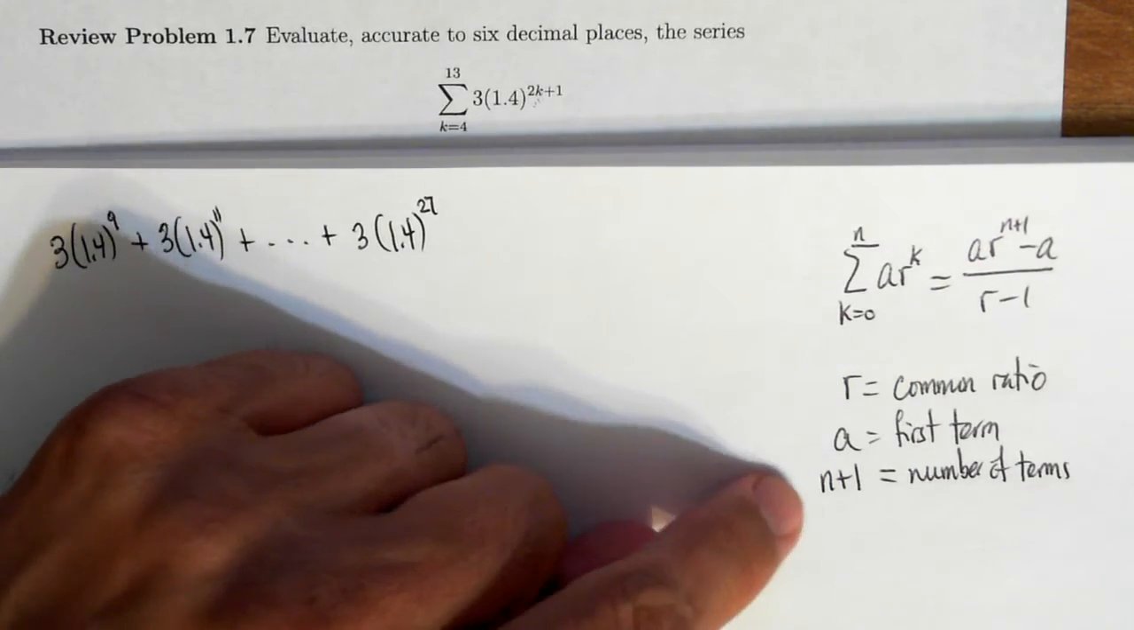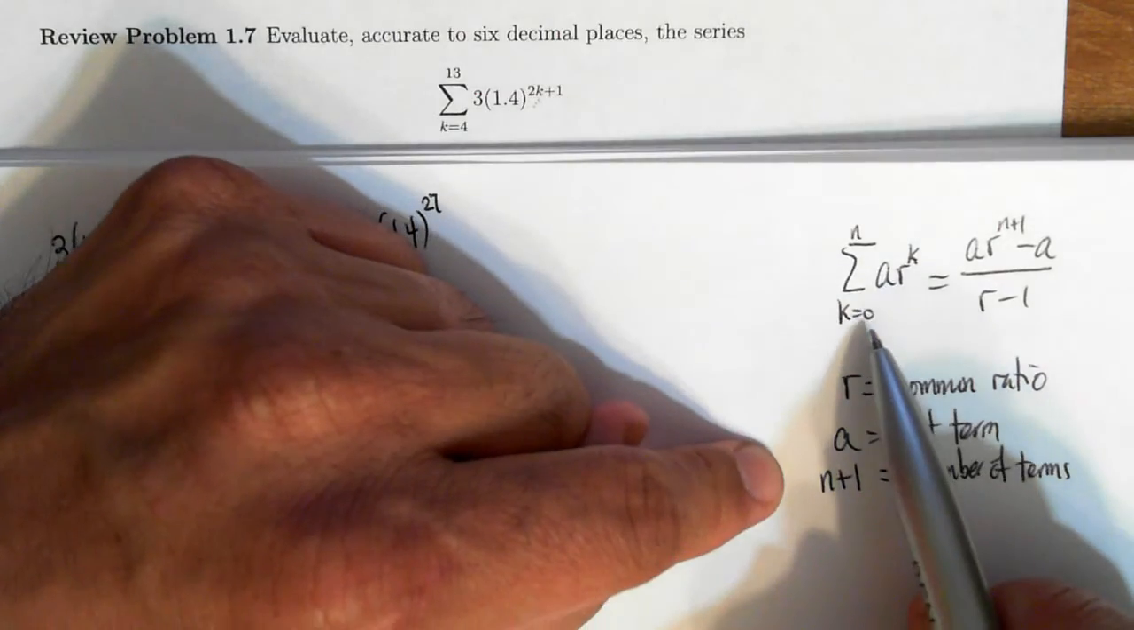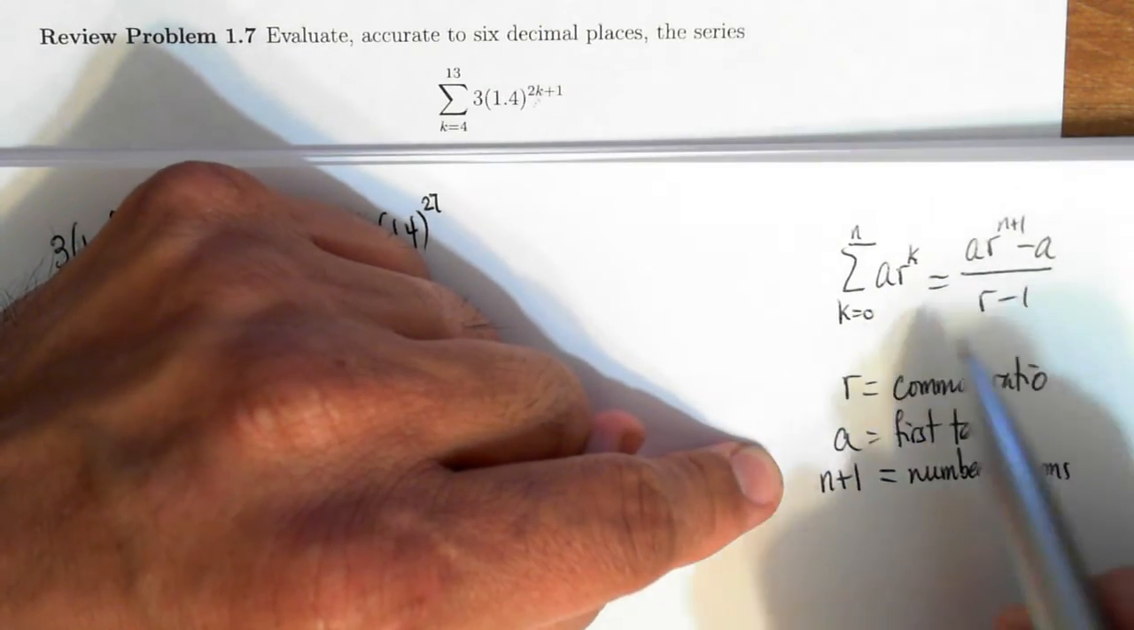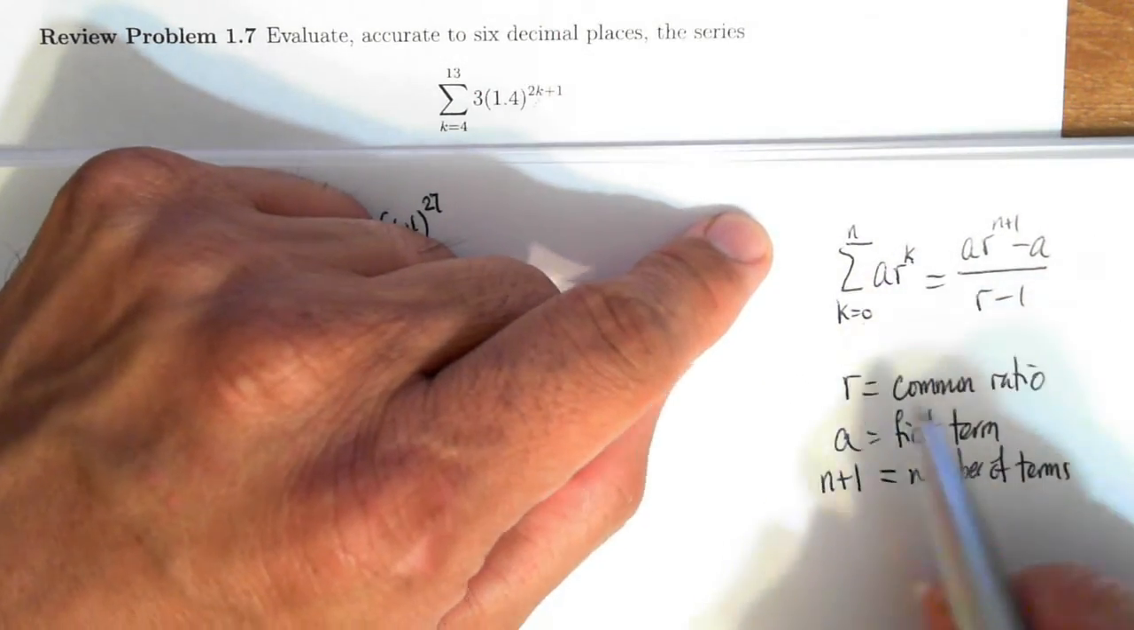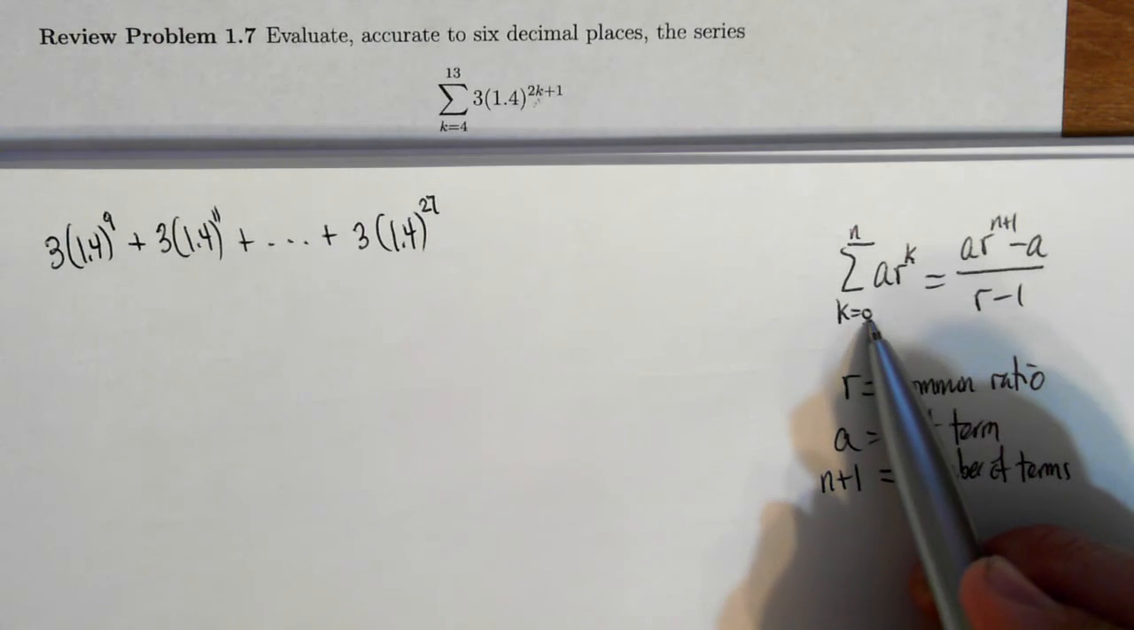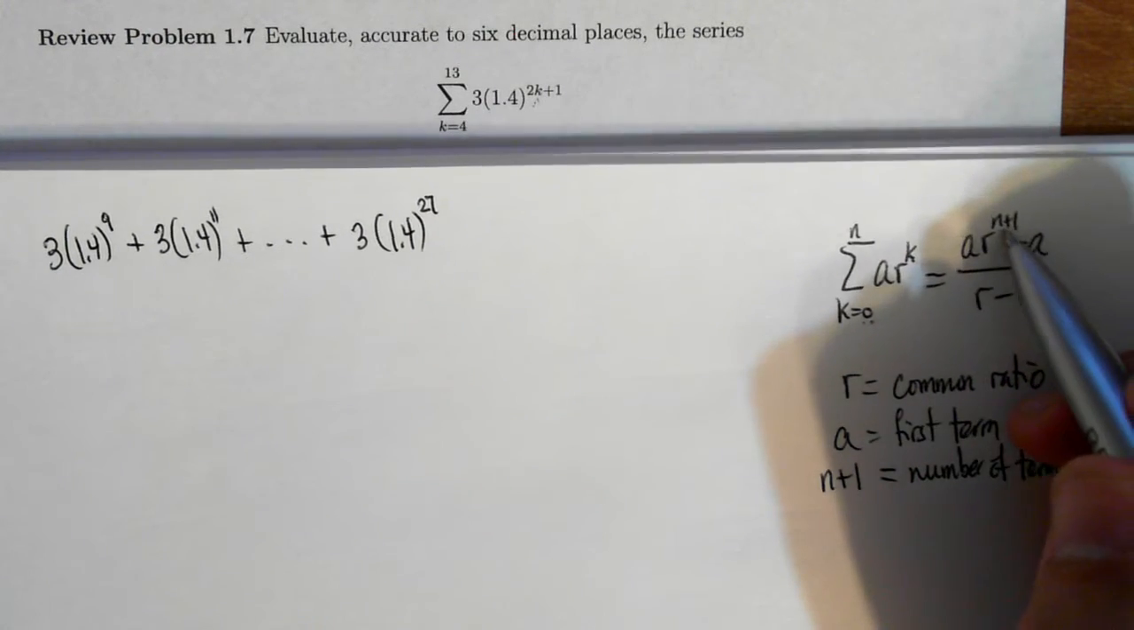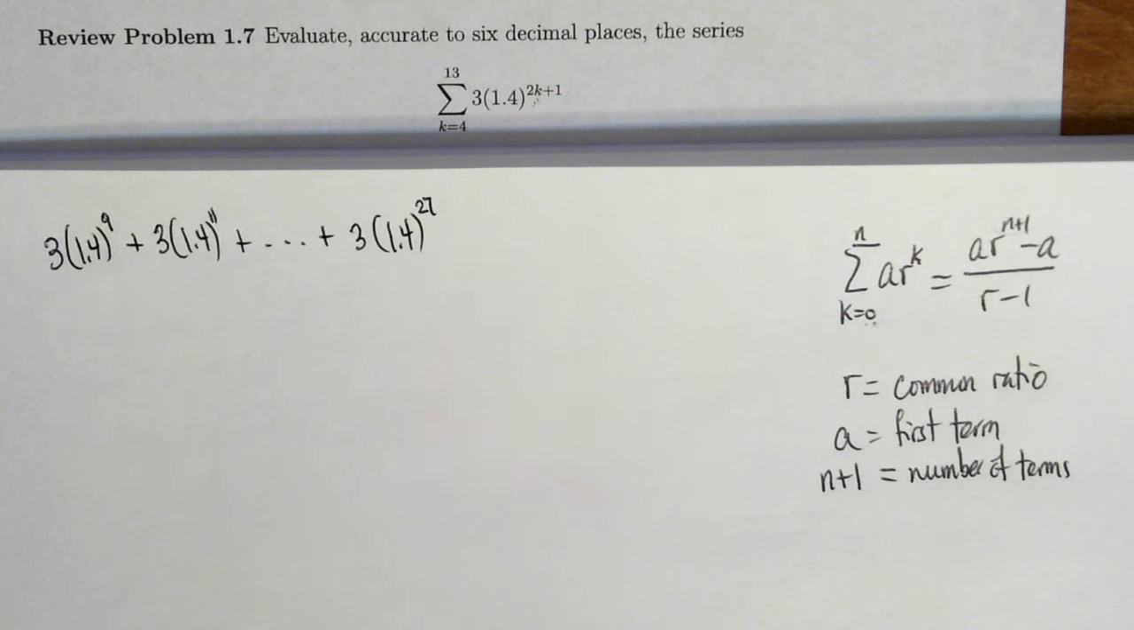Notice that n plus 1 is the number of terms because this series goes from 0 to n, and so if it was from 1 to n, it would be n terms, but I have the 0 term also, so there are n plus 1 terms. So the n plus 1 over here represents the number of terms that I have.